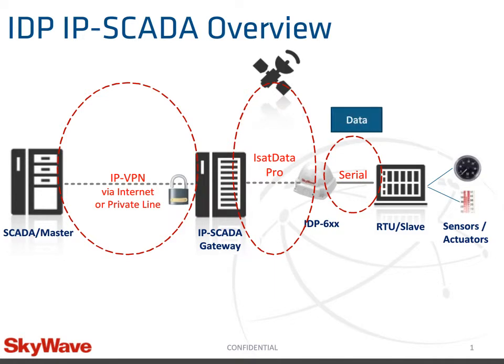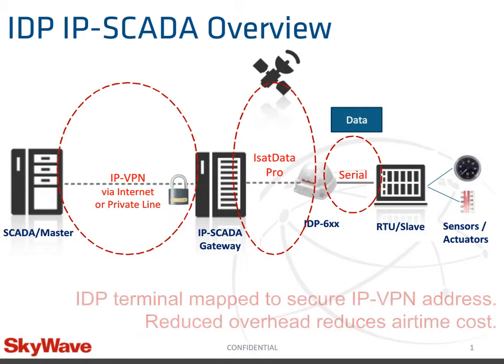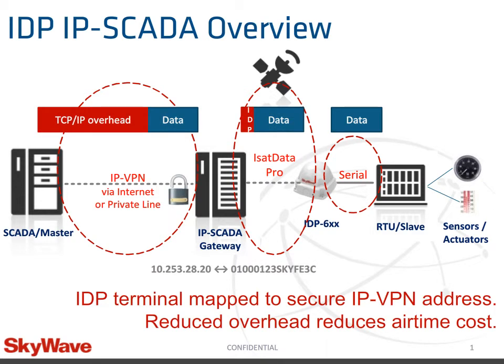The IDP terminal receives the data, removes the IsatData Pro overhead, and forwards the original bytes on the serial port to the attached slave RTU. The slave RTU responds to the data poll with the requested data, which goes through this reverse process upstream to the SCADA master.